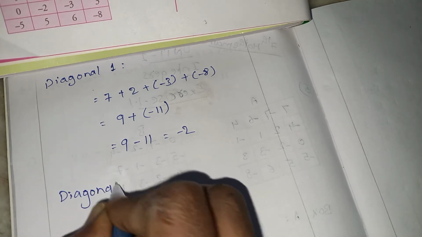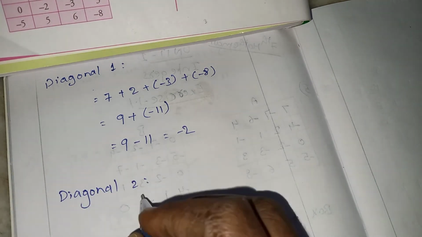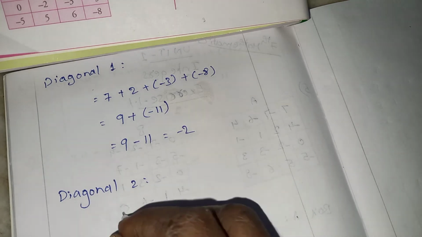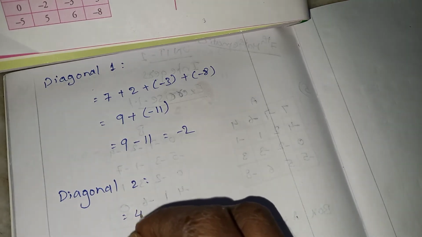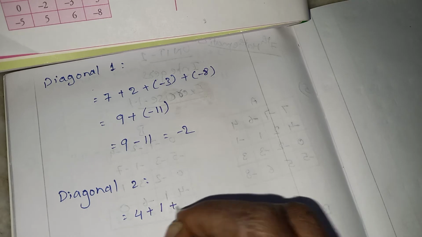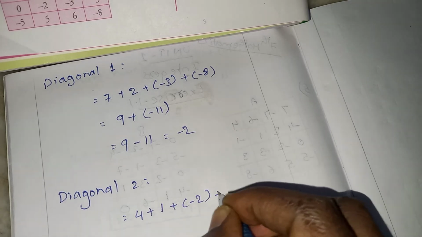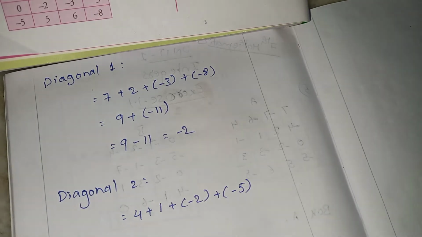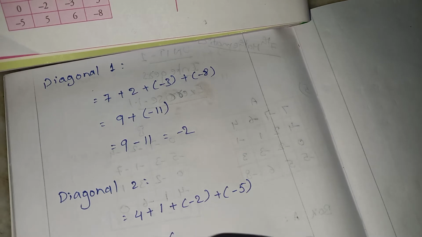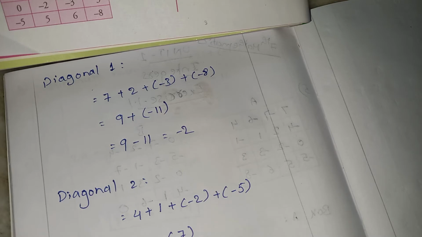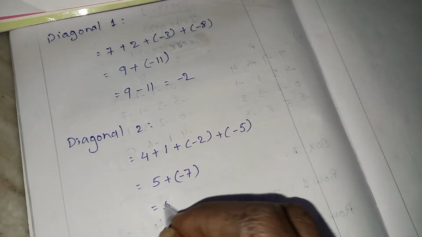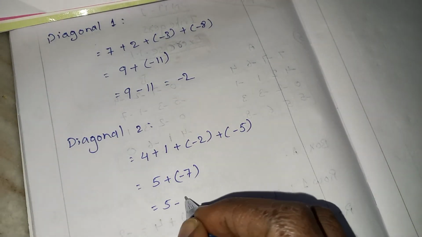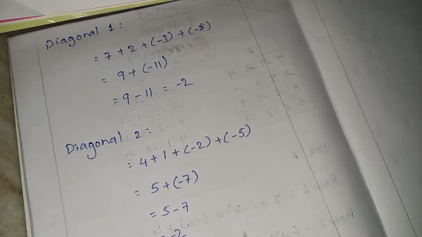Let us check the other diagonal. Diagonal 2 is 4 plus 1 plus minus 2 plus minus 5. 5 plus minus 2 minus 5. Answer is minus 7. 5 plus into minus, minus 7. Hmm, so the answer is minus 2.